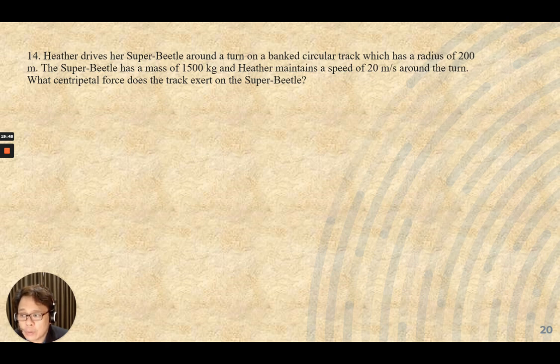Okay, so ano daw yung centripetal force? When you say banked circular, kasi usually dapat flat yung circle, no? But this is banked. So, no effect in the problem that we have. We are still going to use the formula F equals mv squared over r. Okay, so F is equal to mv squared over r.